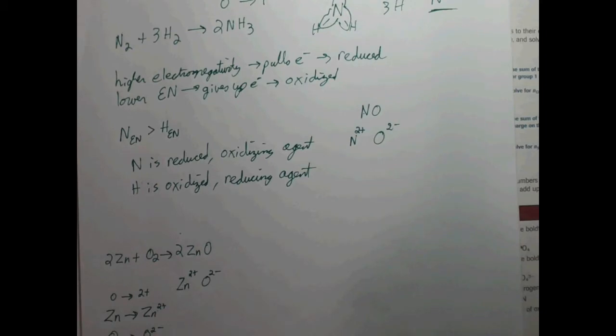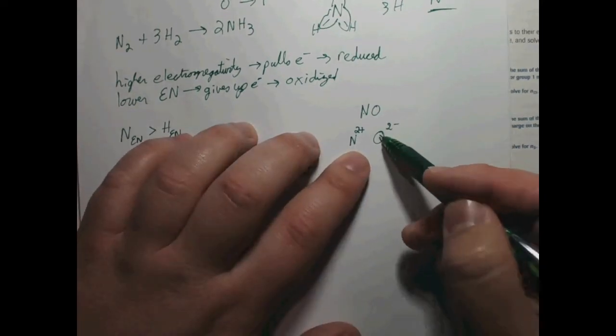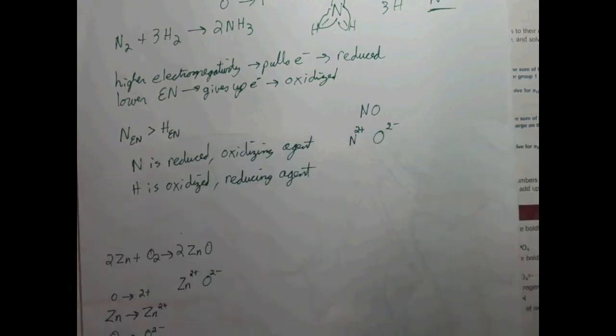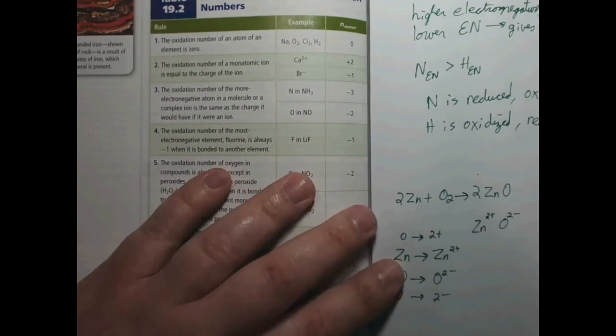It's going to pull what it wants, leaving the other one with what's left. Okay, so oxygen wants to pull 2 minus. Well, that's going to take 2 away from nitrogen, leaving it as 2 plus. Simple as that.